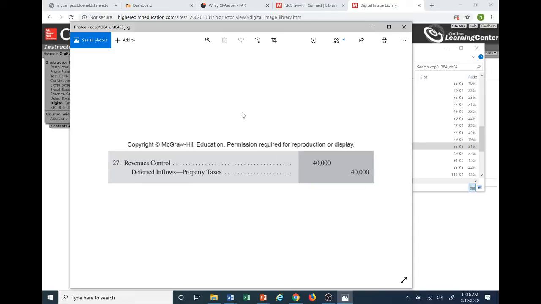Okay, deferral of property tax revenue. So once again, this is just dealing with that measurable and available rule. What's the available rule?